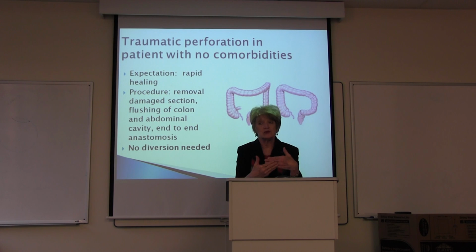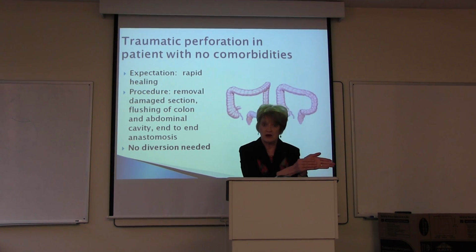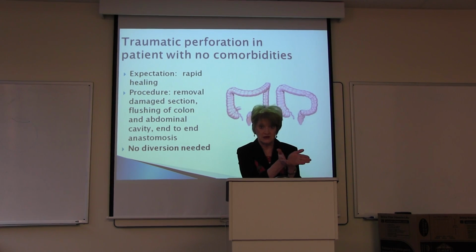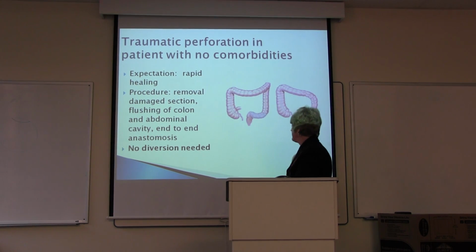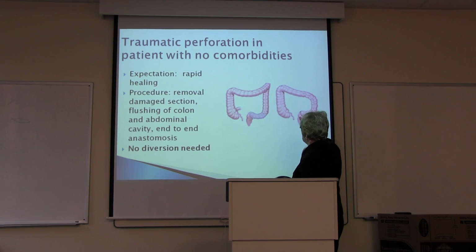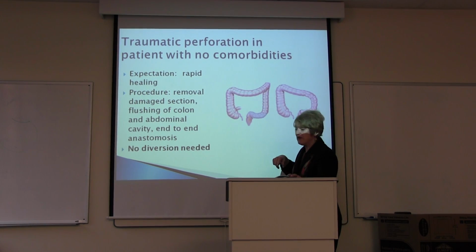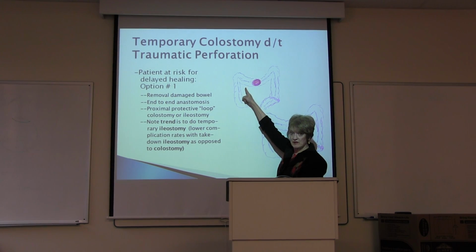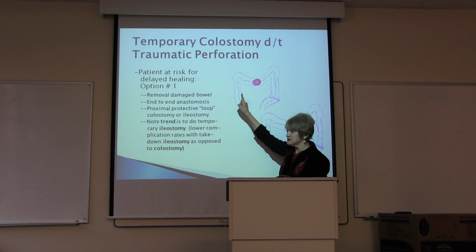Now I want to back up and explain something to you about the history involved with this procedure and the change in focus. When I went to what was then known as ET school, the standard of care at that time was, if you had a perforation for any reason, remove the damaged section, do the reconnection as you see here, but at that point in time we always did a loop colostomy, always. And why was that done? Well, the thinking was this.